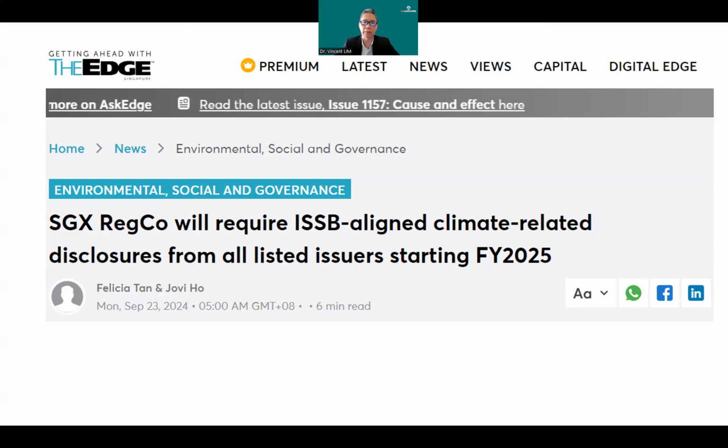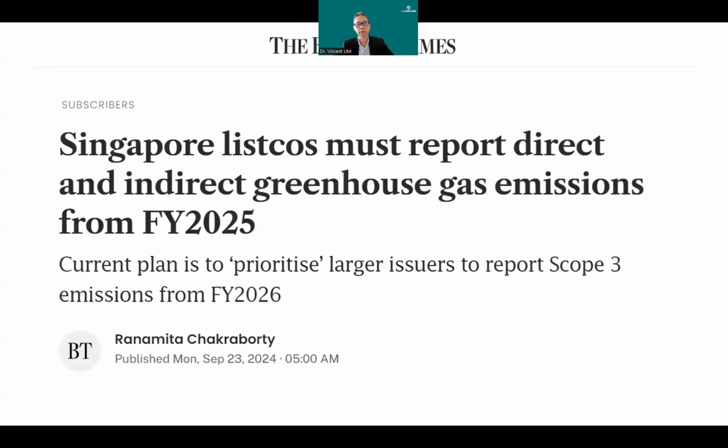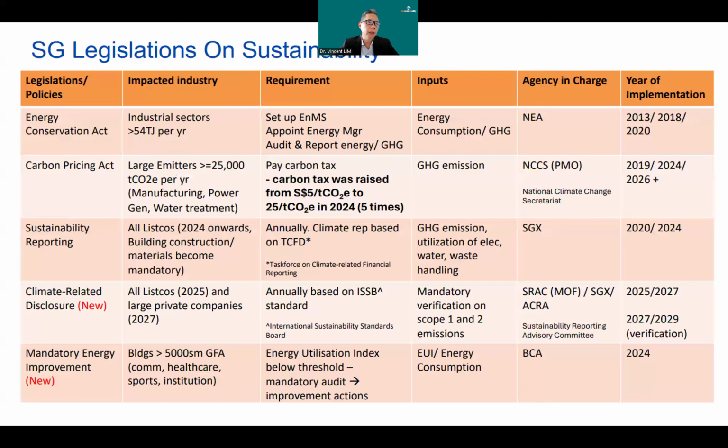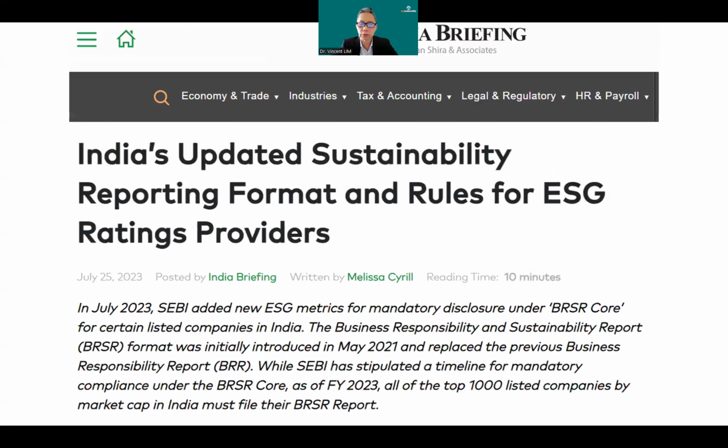And that's the best time, I think, for us to look at how to support them. The Singapore ListCo, same thing, must report direct, indirect greenhouse gases based on ISSB 2026. And in Singapore, there are many legislation. But today, I'd like to talk about India.